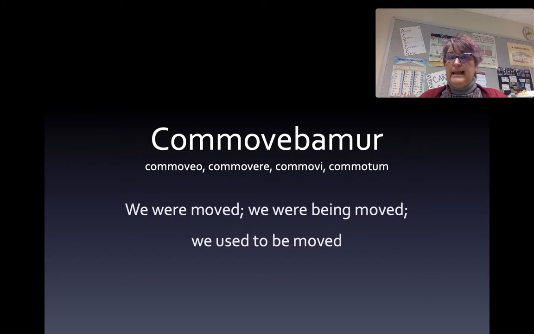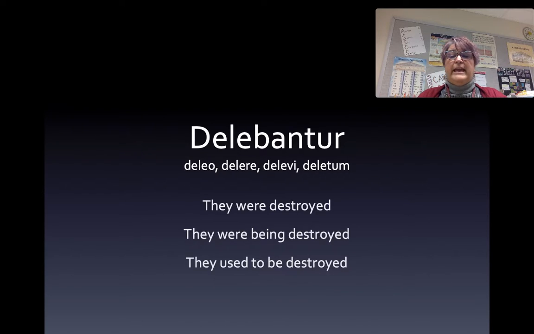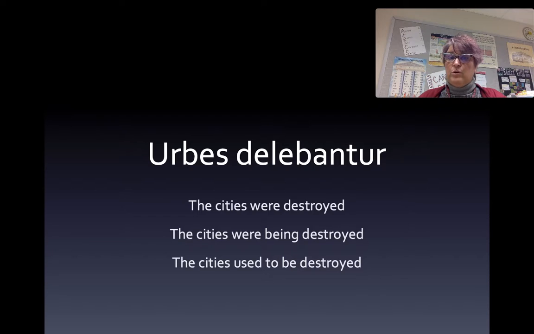We're switching gears now to a second conjugation verb. So our connecting vowel is now the letter E. We were moved. You were moved. Here again, I've got a second conjugation verb because of the EO and the ERE. So that means I see the base del with the connecting vowel E to create they were destroyed. You can have a plural noun as the subject of that verb. The cities were destroyed, or the cities used to be destroyed.